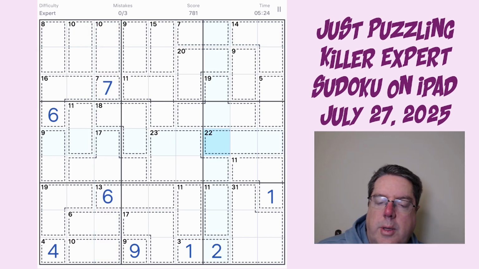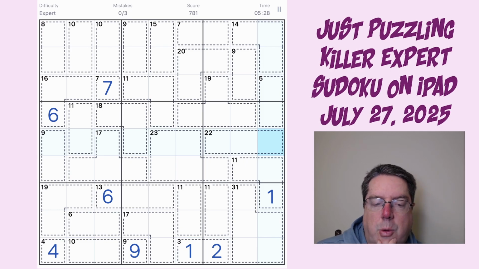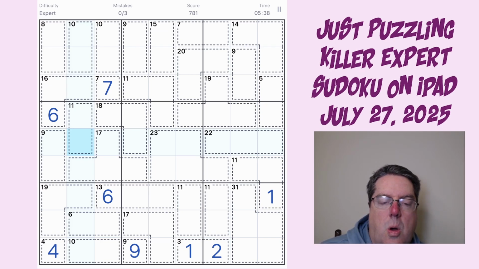I know 9's in this because no combination of 3 cages that adds up to 22 can do it without a 9. So 9 comes across here. So 9 is going to be here, here, here, or here.